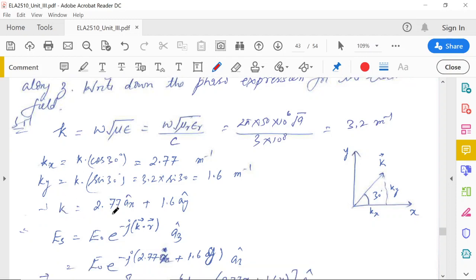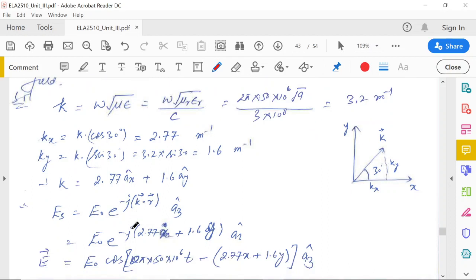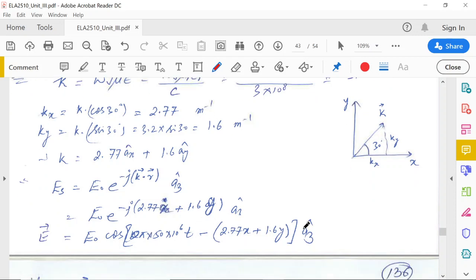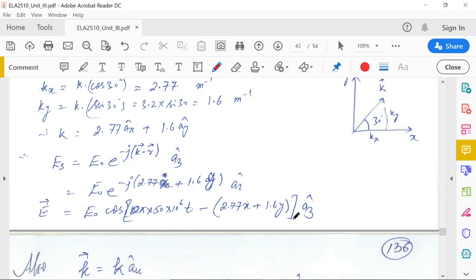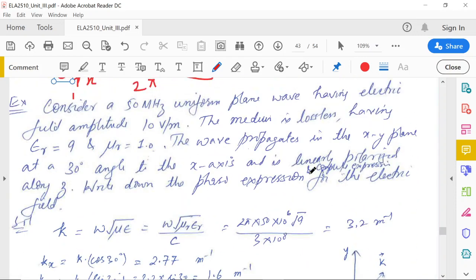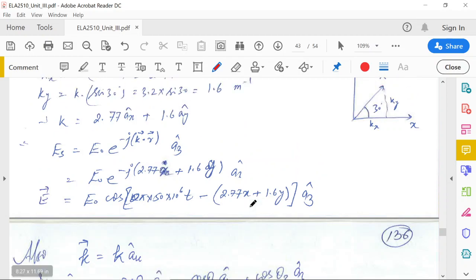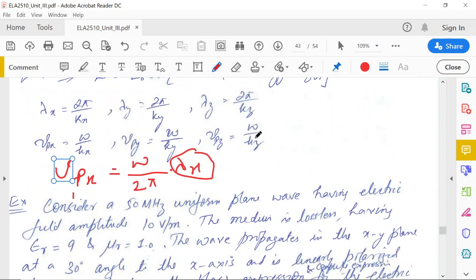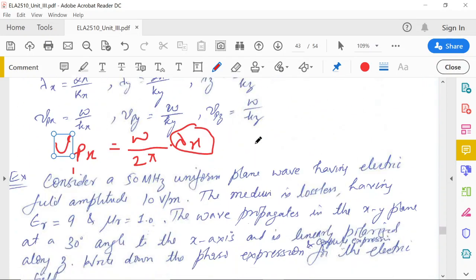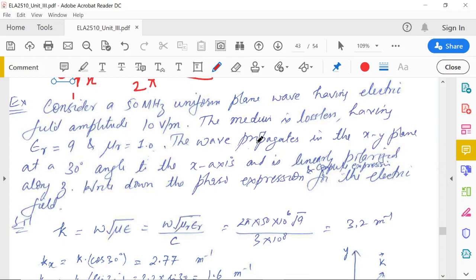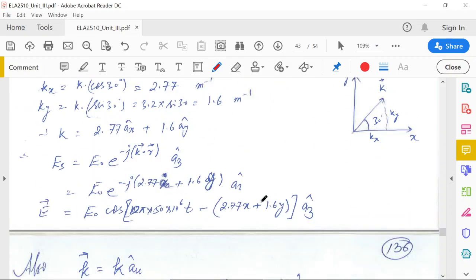You can find k, and then go through the phasor form, k dot r. This is the equation of E, because E is linearly polarized along the z axis, so the electric field direction is the z axis. So you can go through these notes, and here we have a different approach. What I have explained is a different approach, and you can understand both ways.